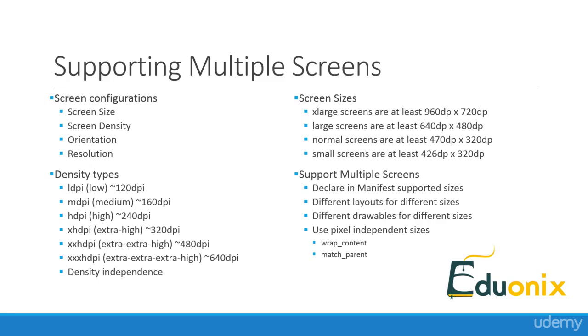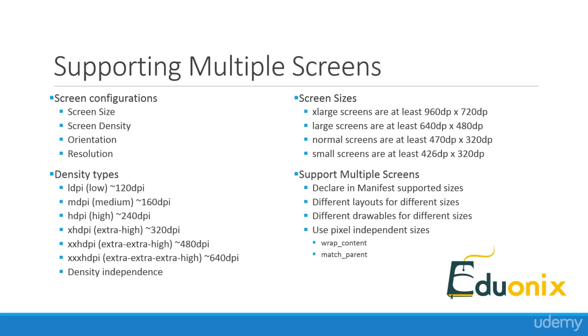These configurations can consist of several factors, like the screen size or actual physical size of the device, measured as the screen's diagonal, the screen density or the quantity of pixels within a physical area of the screen, and orientation from the user's point of view. Note that this parameter is dynamic and can change during the runtime of the application. And finally, the screen resolution, or the total number of physical pixels on the screen.